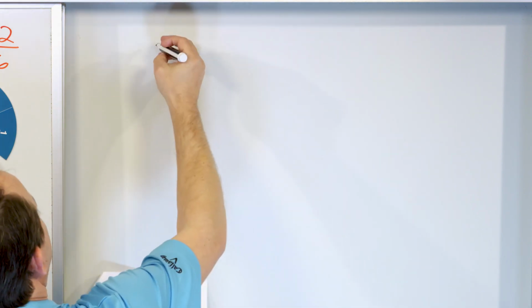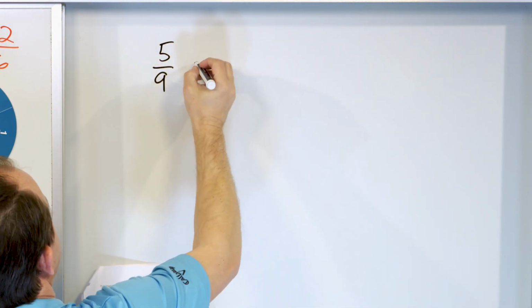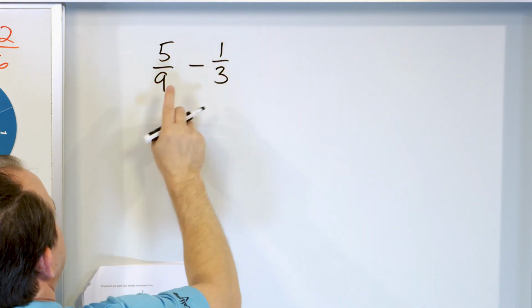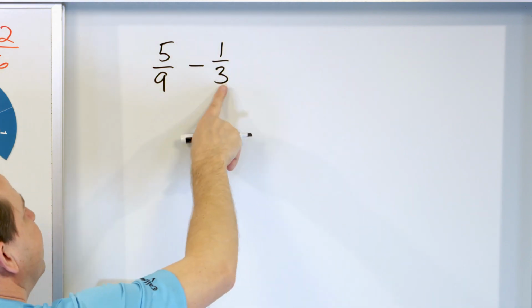All right, we only have 2 more problems. Stick with me, we're almost done. 2 more. Let's take a look at 5/9 minus 1/3. I have a 9 and a 3. Easiest way is to change this to a 9.